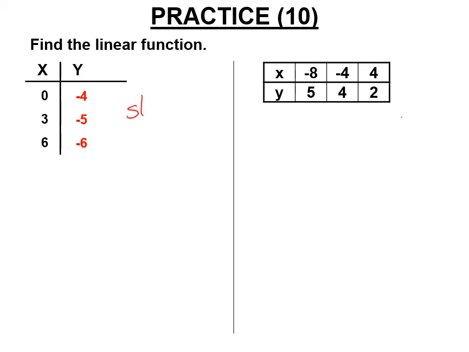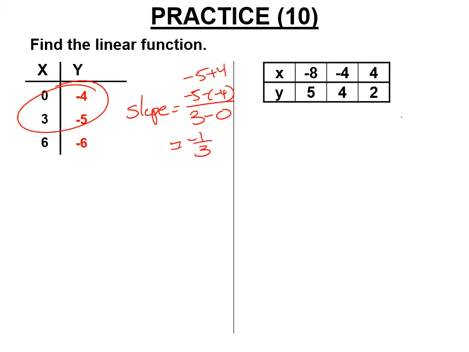So the slope, so we'll pick any two. We'll do negative 5 minus negative 4 over 3 minus 0. Negative 5 minus negative 4, negative 5 plus 4, which is negative 1 over 3. So slope is negative 1/3. So y equals negative 1/3 x.